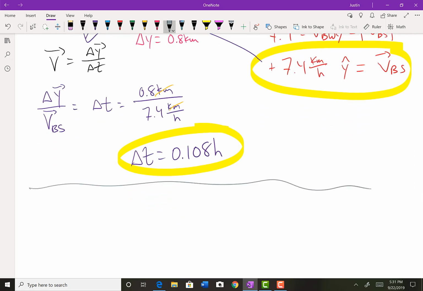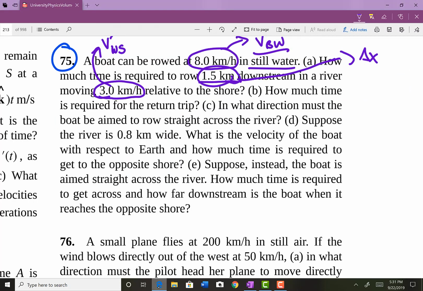And then the last one, I hope, is part E. Suppose instead the boat is aimed straight across the river, so it's just using all of its velocity to go straight. How much time is required to get across, and how far downstream is the boat when it reaches the opposite shore? So if we just wanted to go full force and say all of our velocity is going to go towards getting to the shore, we'll get there in a shorter amount of time, but the problem is because the river is also pushing that way, the boat's going to end up moving somewhere over there to the right.